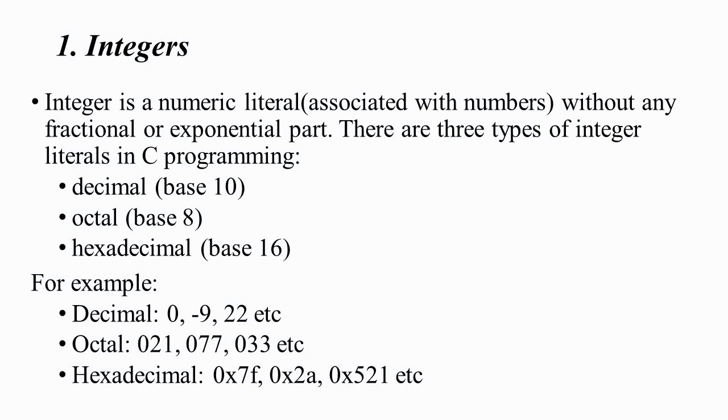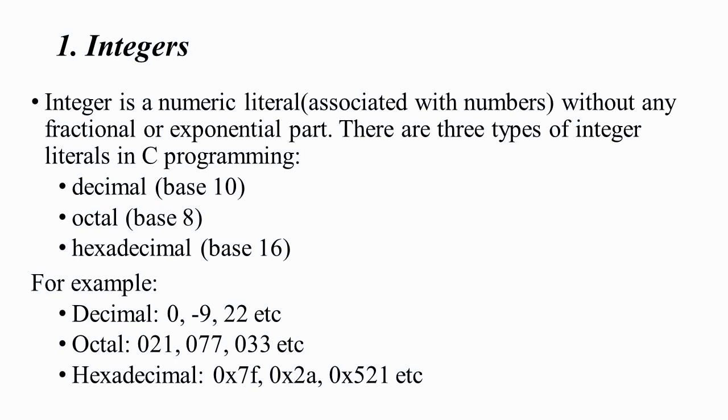The first literal is the integer literal. An integer is a numeric literal without any fractional or exponential part. There are three types of integer literals in C programming. They are decimal (base 10), octal (base 8), and hexadecimal (base 16). For example, decimal values are 0, -9, 22 etc. Octal numbers are 021, 077, 033 etc.